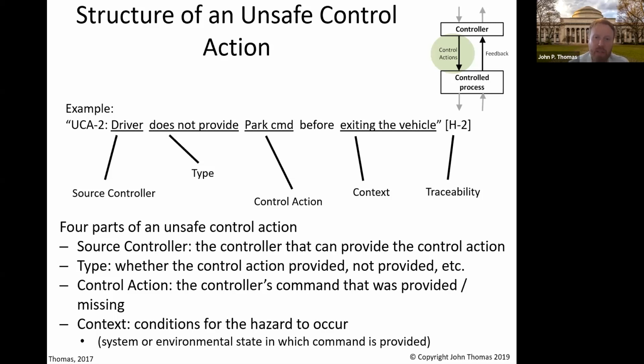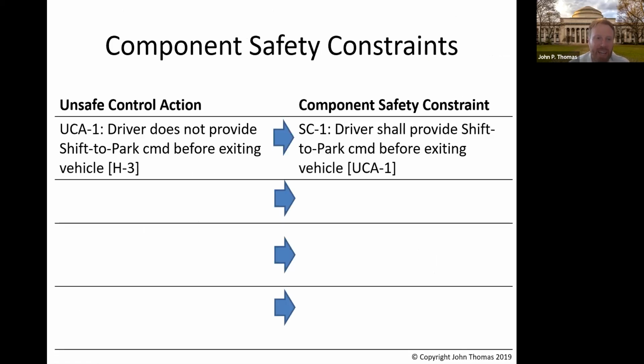Now, what do we do with an unsafe control action once we write it down? Well, we create a requirement or a safety constraint. If driver not providing shift to park before exiting is unsafe, guess what? The driver shall provide shift to park command before exiting the vehicle. If we're in an industry that creates procedures, that would be a great procedure.